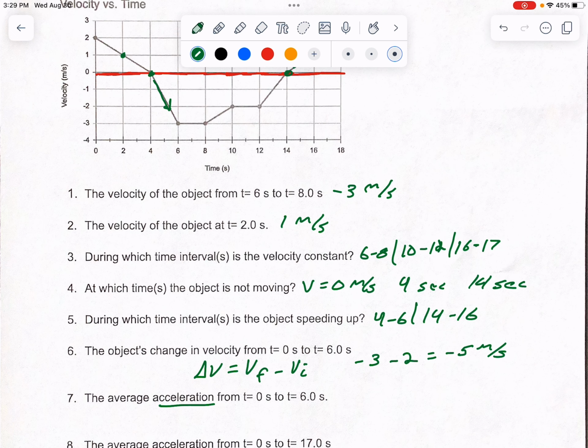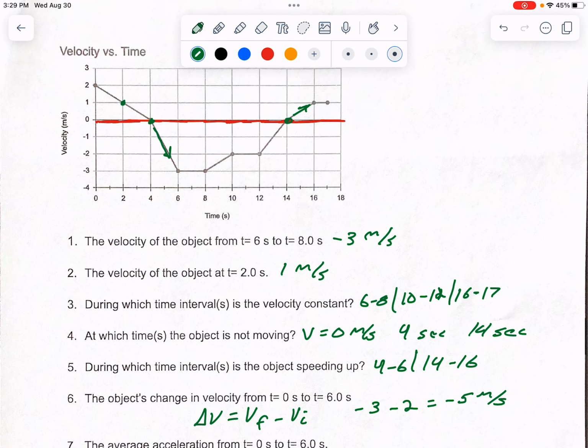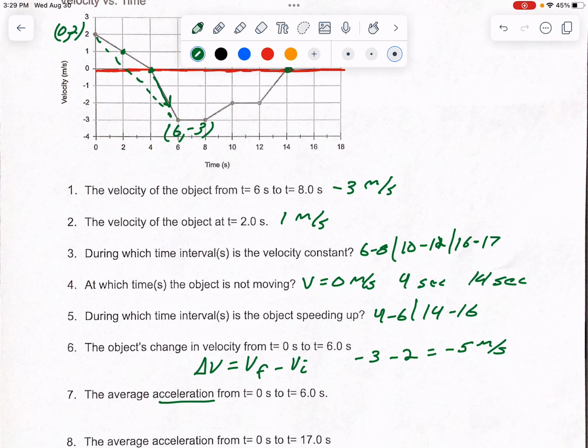Now, acceleration means slope. Okay, so what is the acceleration from 0 to 6 seconds? That's basically asking what is the slope of the line that connects 0 to 6 seconds. If you know these 2 points, you can just plug in for the slope. This would be 0, 2, and this one right here would be 6, -3. So y2 minus y1, -3 minus 2, over x2 minus x1, 6 minus 0, which gives you -5 over 6. Now, we don't want to keep it in fraction form, so go ahead and solve it, and that would be -0.83 meters per second squared.